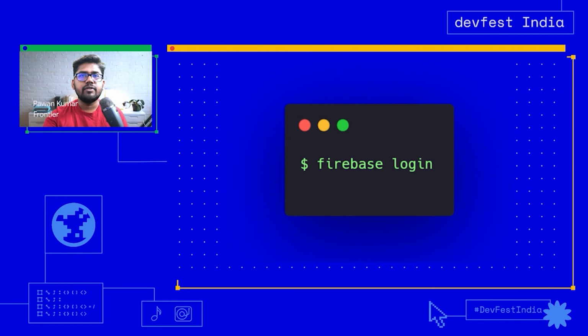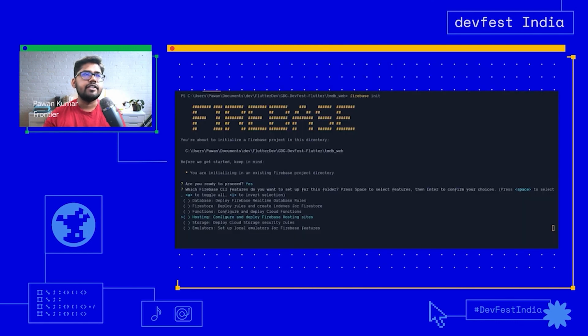And once you are done with that, then you are logged in. Once you are logged in, then for your particular project you just have to write firebase init, and it will do all the initialization work for you. You will see something like this, and it will ask you if you want to create a new project.